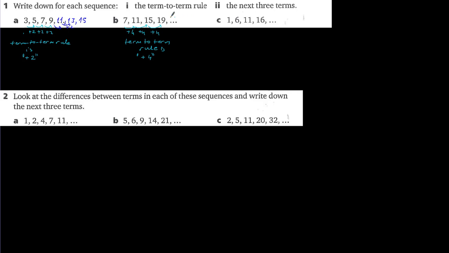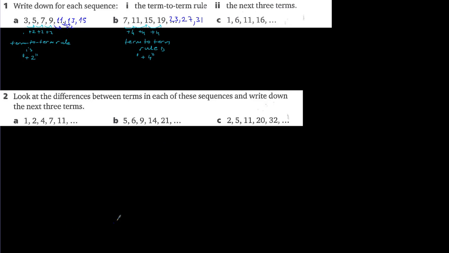So if you want to evaluate the next three terms, you are going to add 4 and you are going to get 23, and you are going to add 4 again, and it's going to be equal to 27, and when you add 4, it's going to be equal to 31, and these are the next three terms of the sequence. Okay, let's continue with these exercises below.